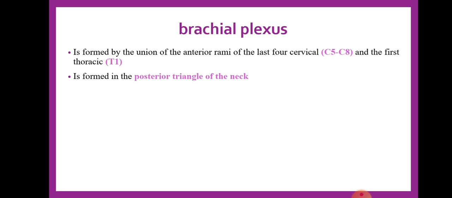The brachial plexus is located in the posterior triangle of the neck and in the axilla. It is divided into roots, trunks, divisions, and cords. Here is the brachial plexus.